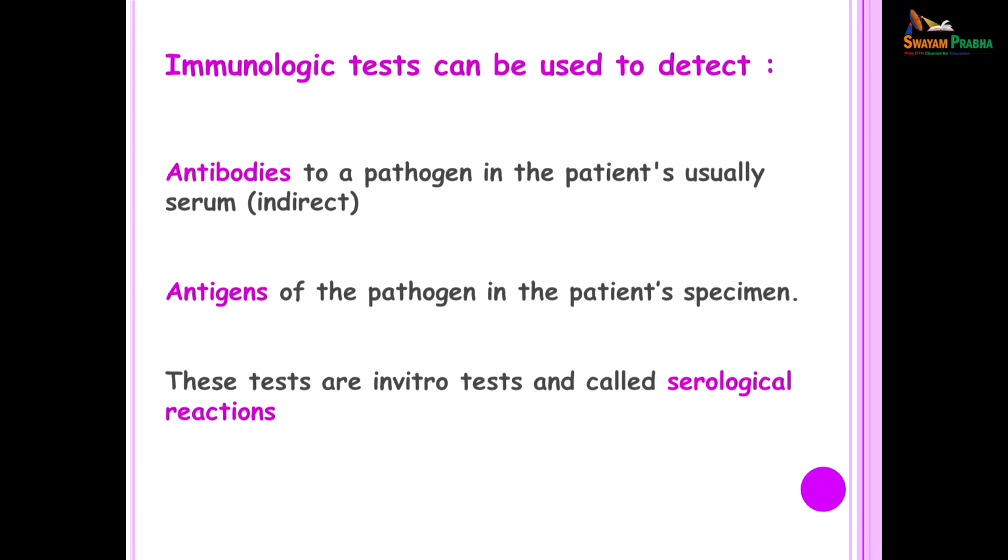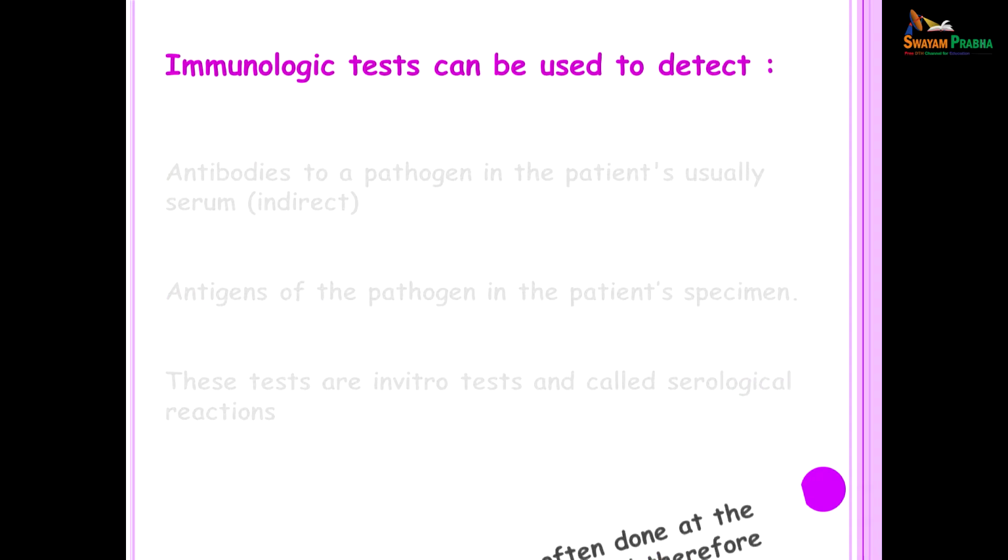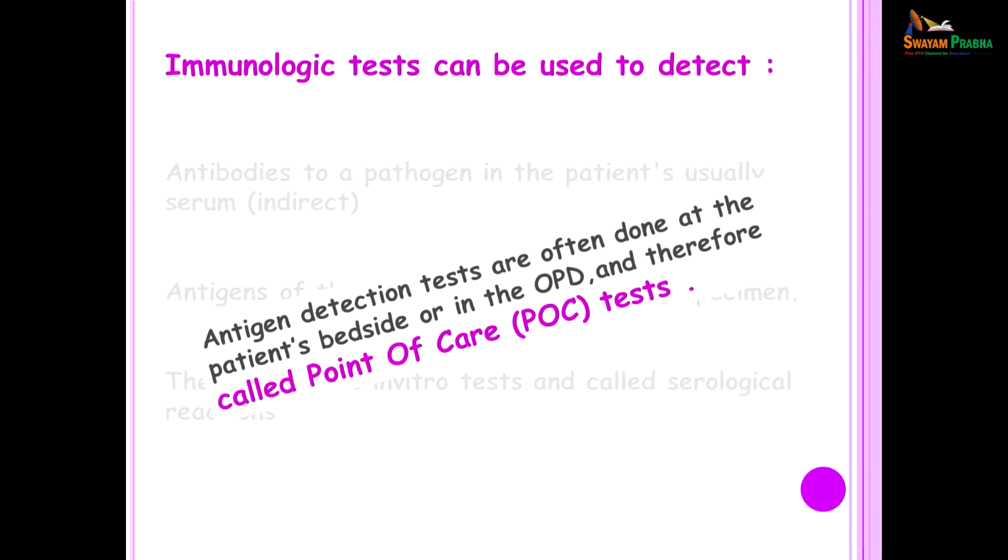Immunological tests can be used to detect antibodies to a pathogen in the patient's serum usually, and this comes under indirect test. Antigens of the pathogen in the specimen indicates a direct test, and these tests, when they are conducted in vitro, are called serological tests. Nowadays, we have antigen detection tests which can be performed at the patient's bedside, and these tests are referred to as point of care tests because the results are available immediately.